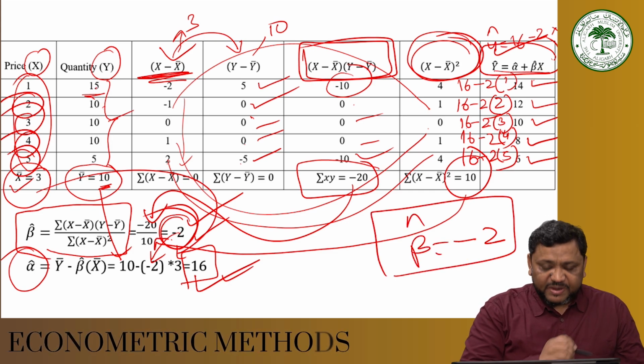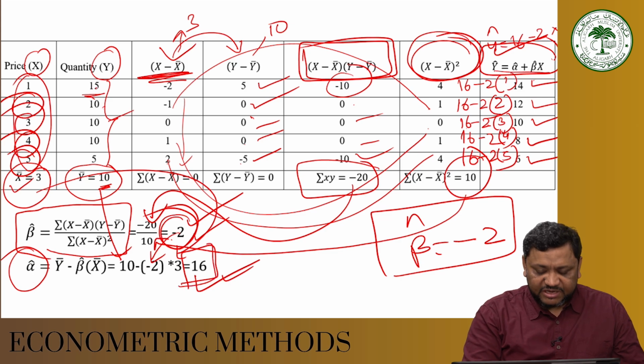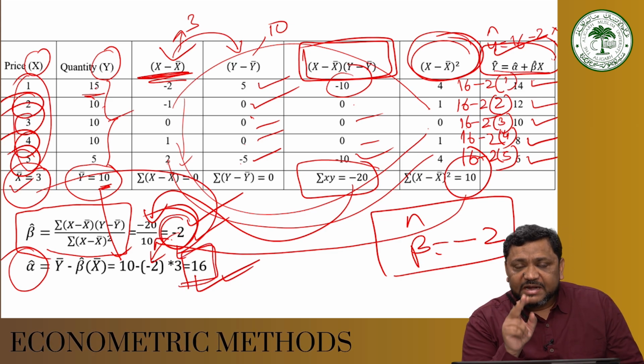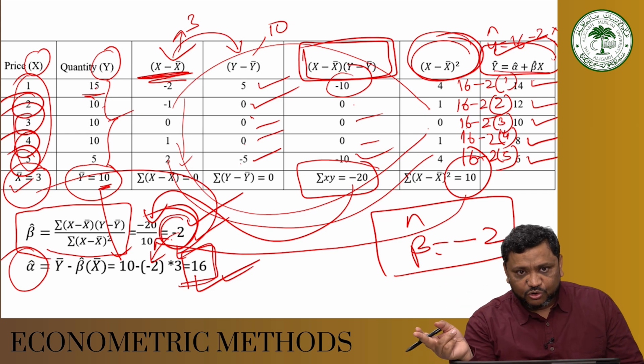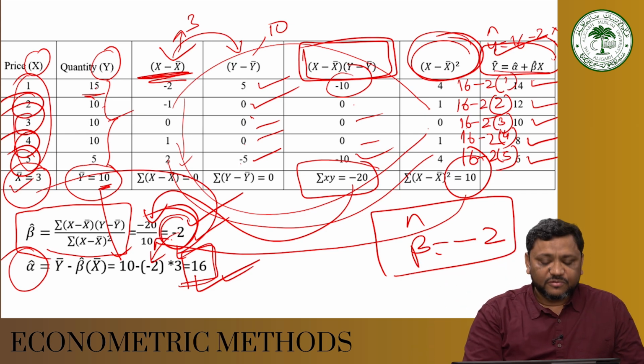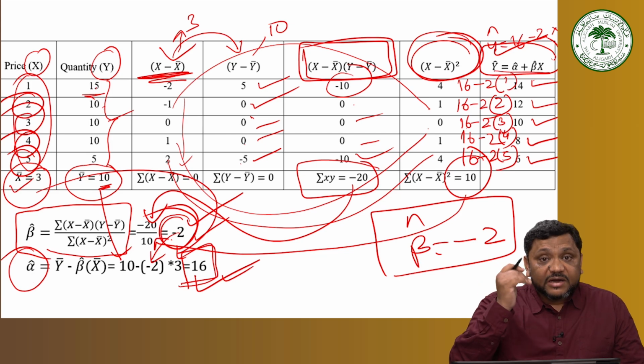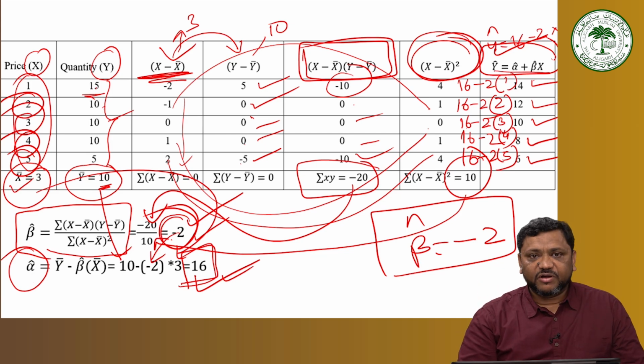And what is my alpha hat? Alpha hat is equal to 16. It shows that when the value of the independent variable is 0, the value of the dependent variable is equal to 16.